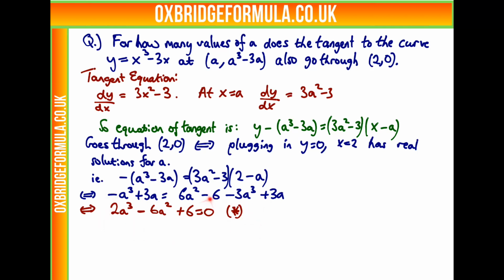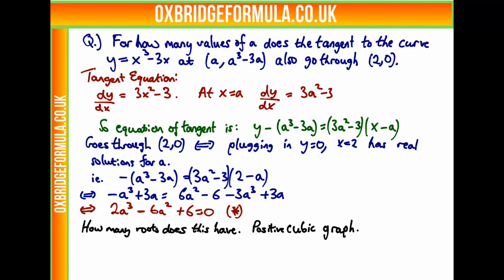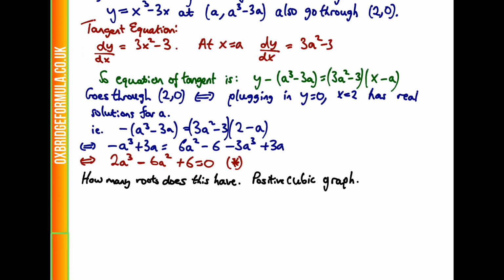So how many solutions does this cubic have? Well, this is a positive cubic graph, so you know it's going to have at least one. But how many? It could have either 1, 2, or 3. So let's write the curve y is equal to 2x cubed minus 6x squared plus 6, and we want to determine the number of zeros this has. Well, this is going to be quite hard to solve directly, so maybe it would be wise to sketch the graph by working out other features and then determining the number of roots.